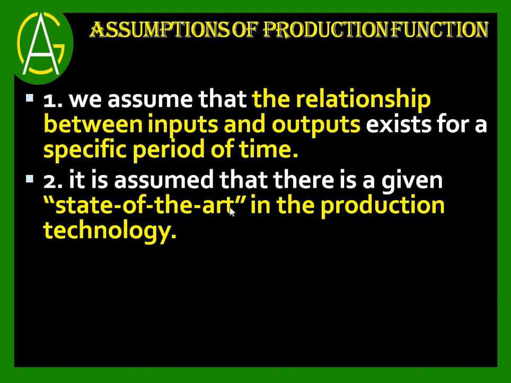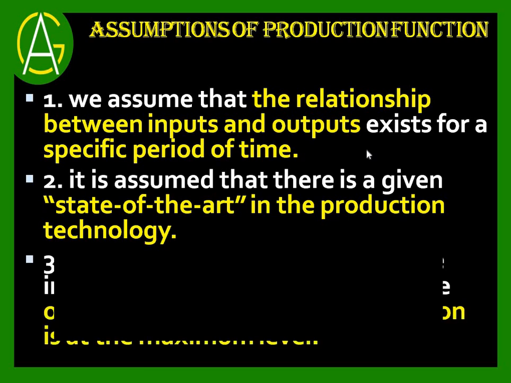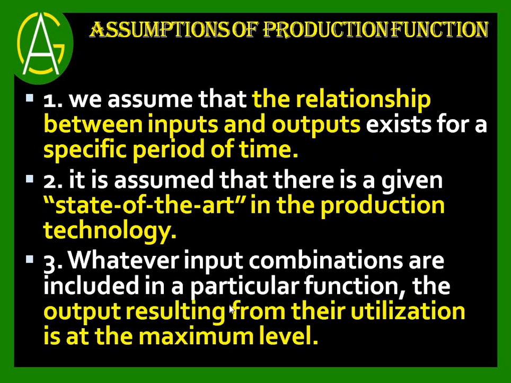So for example, we have established the production function for 1 month. Within 1 month, we will utilize this input and make maximum output. So during that 1 month, the technology must remain fixed. We cannot change technology in between. With that technology only we will try to create maximum output. Whatever input combinations are included in a particular function, the output resulting from their utilization is at the maximum level. So we have to assume that the input combination can be changed, and with that input combination we will try to achieve the maximum level of output.